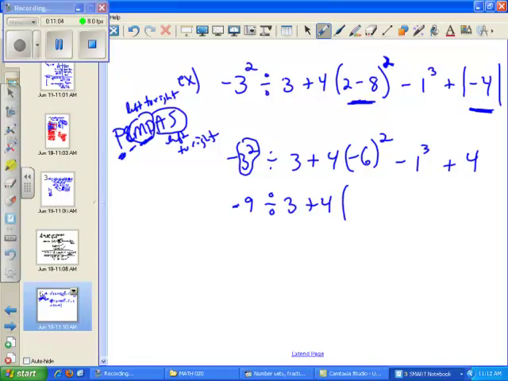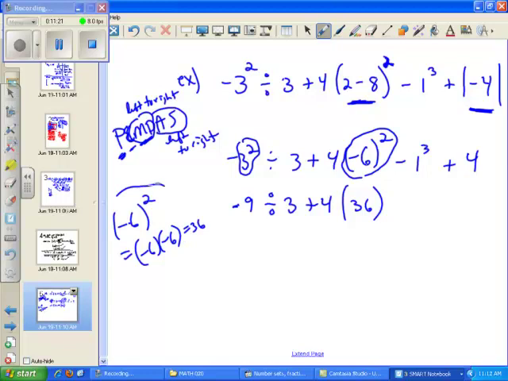Take care of this exponent before you take care of any kind of multiplication. So negative 6 squared is 36. Note to self, when you have negative 6 with parentheses squared like that, it means negative 6 times negative 6, which is 36. So I'm just going to put that little sidebar there. Okay, here 1 cubed just means 1 times 1 times 1, which is 1, plus 4.